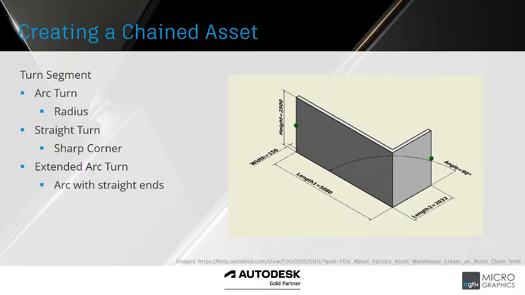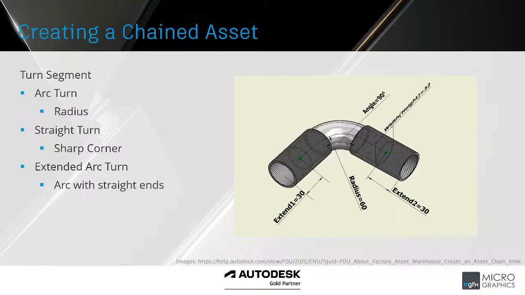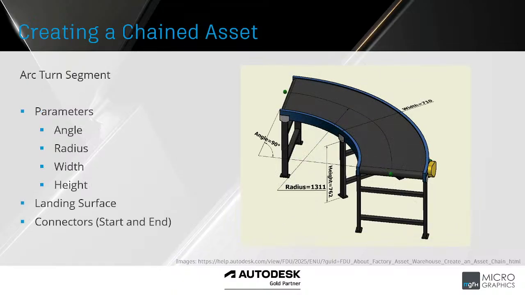And then the third type is what's called an extended arc turn. So we have that corner, a rounded corner, so it's an arc, but it's got extended straight ends. This one here is just representing essentially threaded pipe fittings. We've got the elbow with the 2 threads or the female ends on that pipe. And the important one here is that we have that extend 1 and extend 2 parameters. We'll go a little bit more into each one of these.